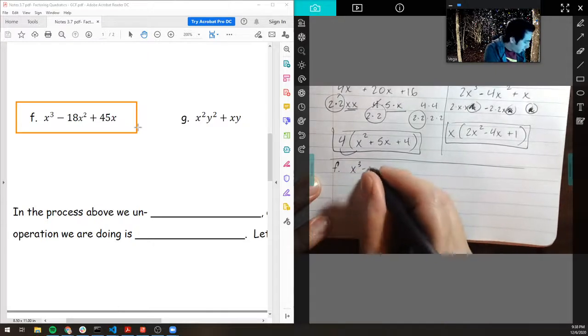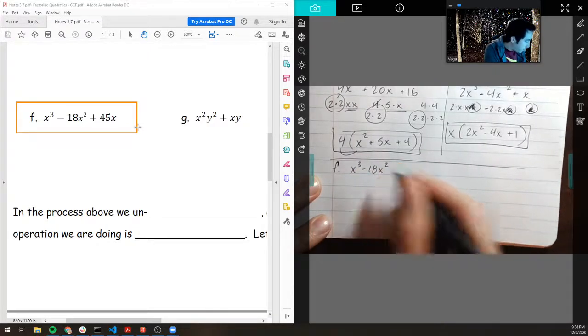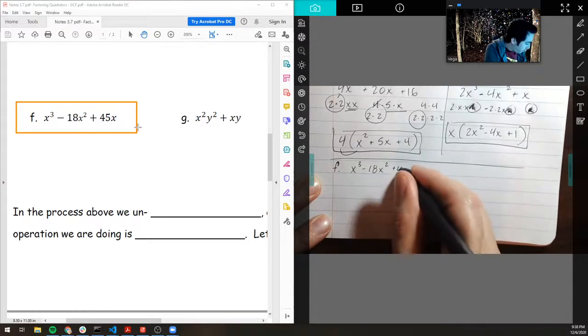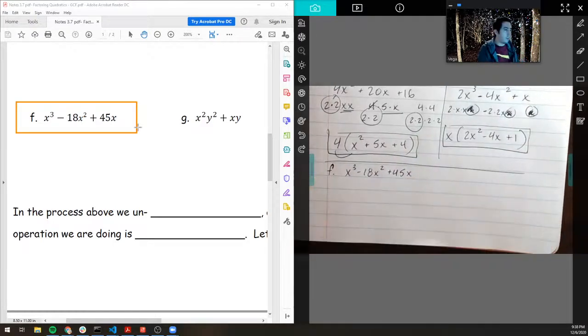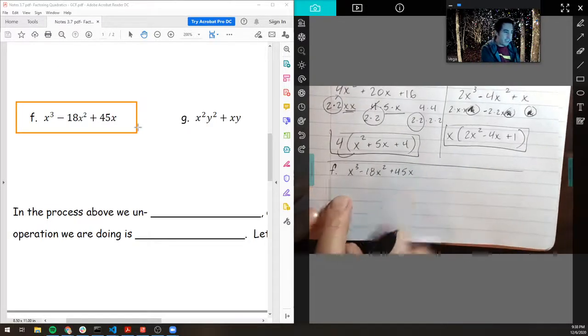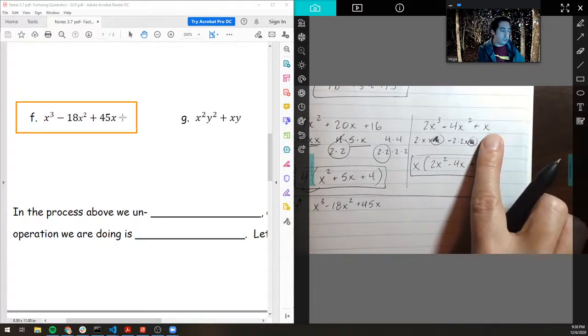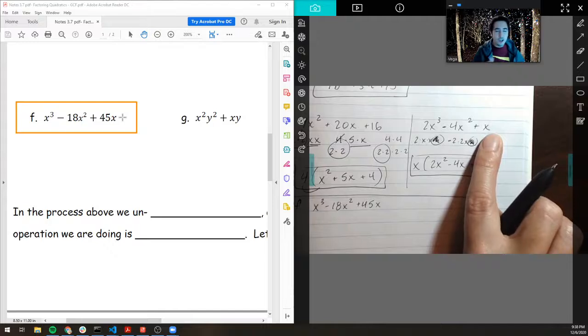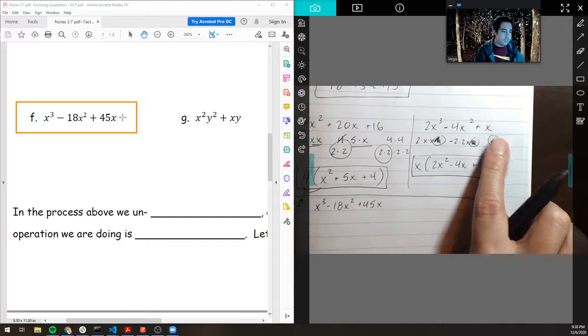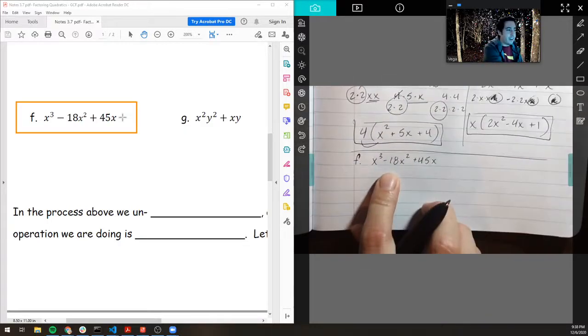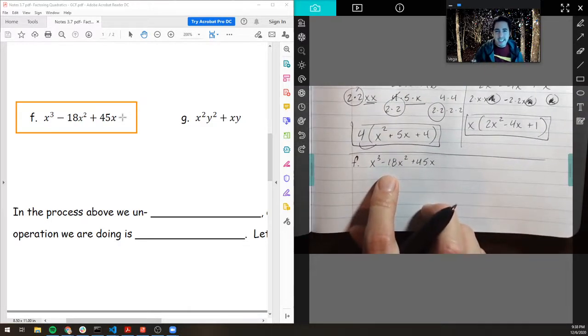x cubed minus 18x squared plus 45x. Okay, so let's look at that. Let's break it down. This is sort of like the last one we did, where the third term only has an x, so I know I can only factor out some x. That's all I can factor out, because 18, negative 18, is 2 times 9, or 2 times 3 times 3.